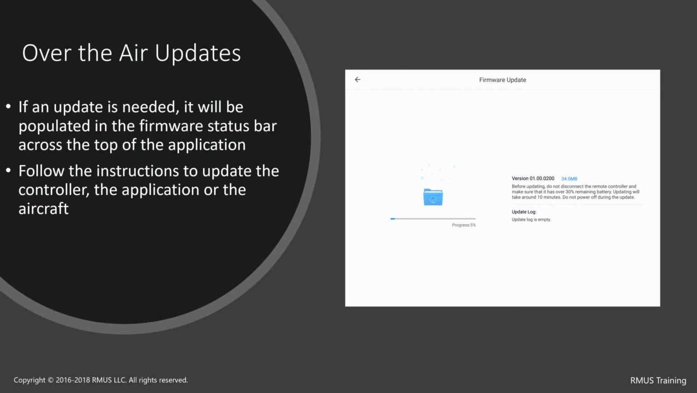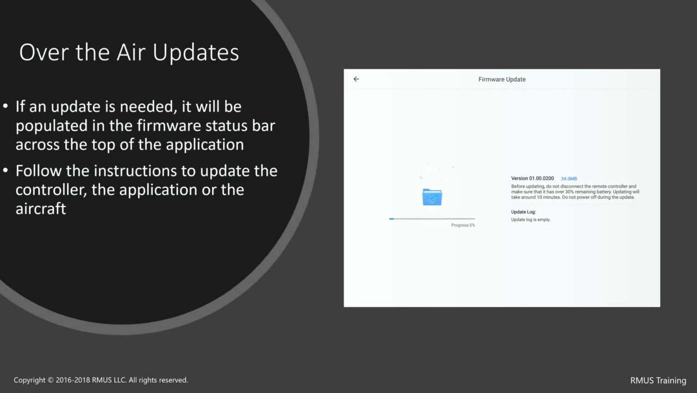If you did decide to do the update, you're just going to follow the prompts that it gives you to do the over-the-air update, like the Phantom 4 or any of the other over-the-air update applications. So just follow the wizard, follow the prompts, and update the aircraft as required.